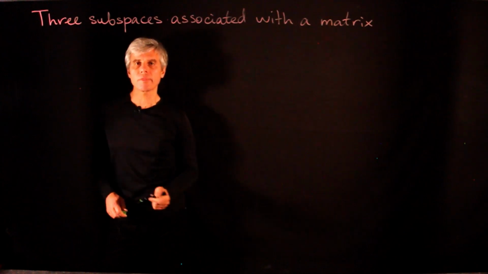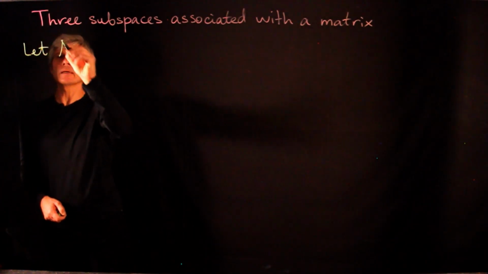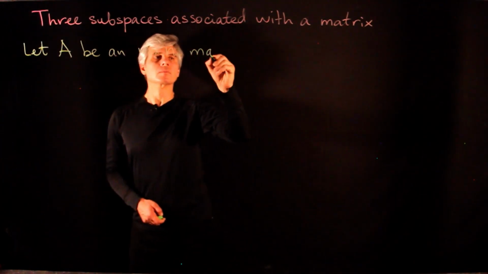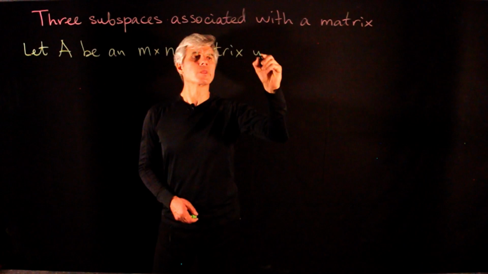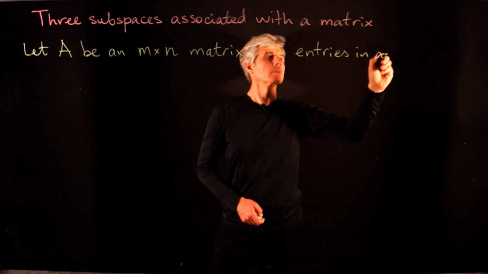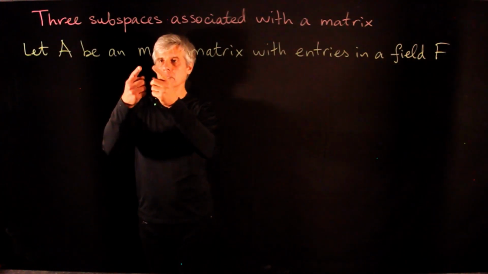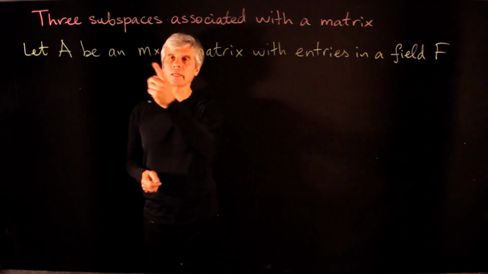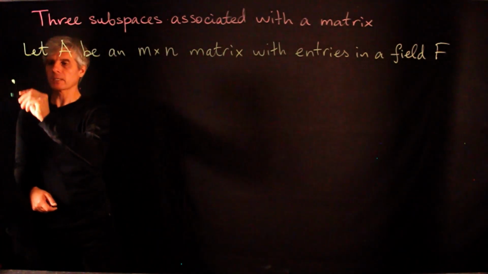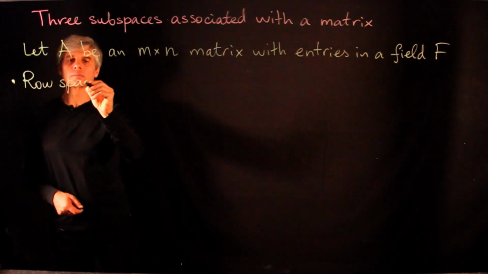Let us introduce 3 subspaces that are associated with a matrix. So let A be an m by n matrix with entries in a field F. This means that this matrix has m rows, and each row has n components. So the first subspace is the row space of A.